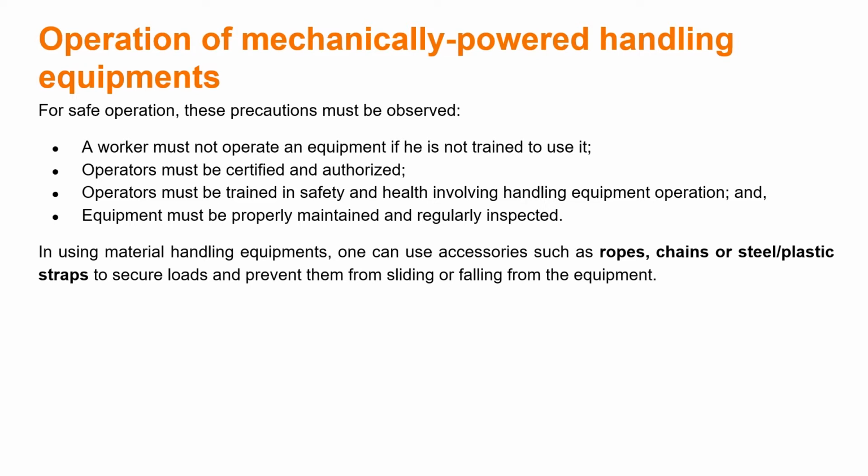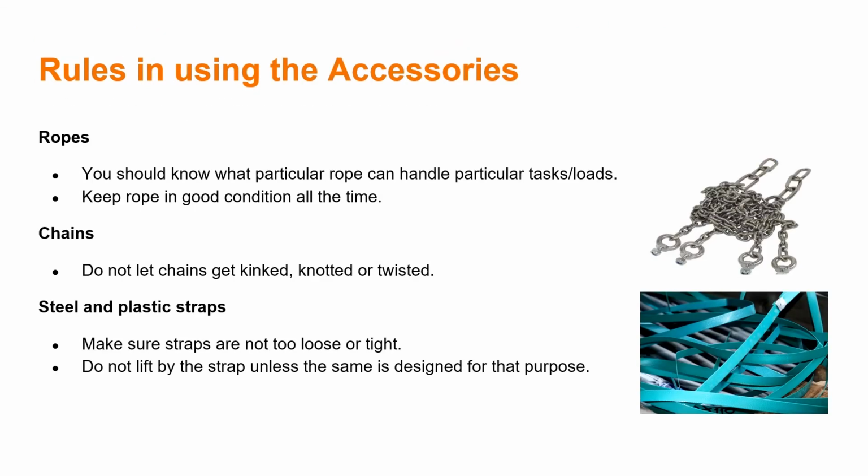Also, in using material handling equipment, one can use accessories such as ropes, chains, or steel or plastic straps to secure loads and prevent them from sliding or falling off the equipment. These are some of the rules in using the accessories. For ropes, one should know what particular rope can handle particular tasks or loads. Keep the rope in good condition at all times. For chains, do not let chains get kinked, knotted, or twisted. And for steel and plastic straps, make sure straps are not too loose or tight. Do not lift by the strap unless it is designed for that purpose.